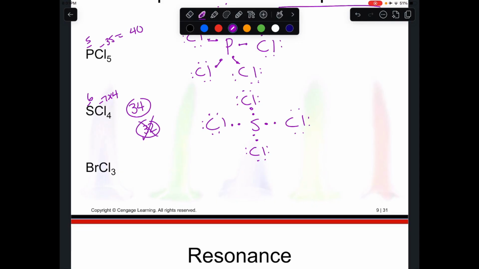But the problem is right now I've only used 32, and I have to use 34. So if I still have extra electrons, just like we've previously done, you put them on the center atom. Now, the way you put them on the center atom is kind of on a catty corner.